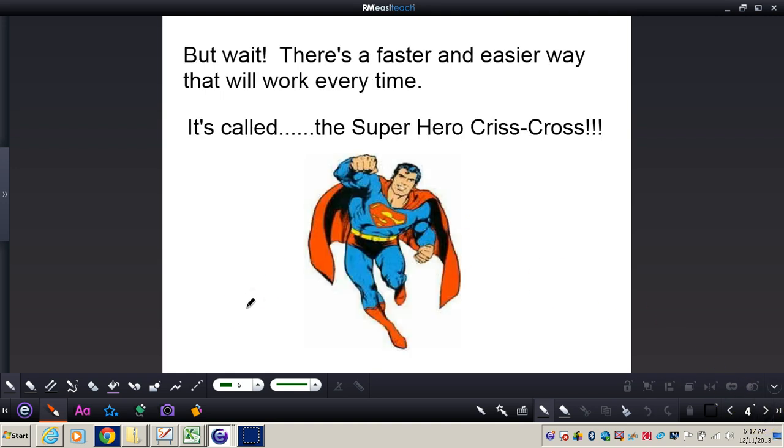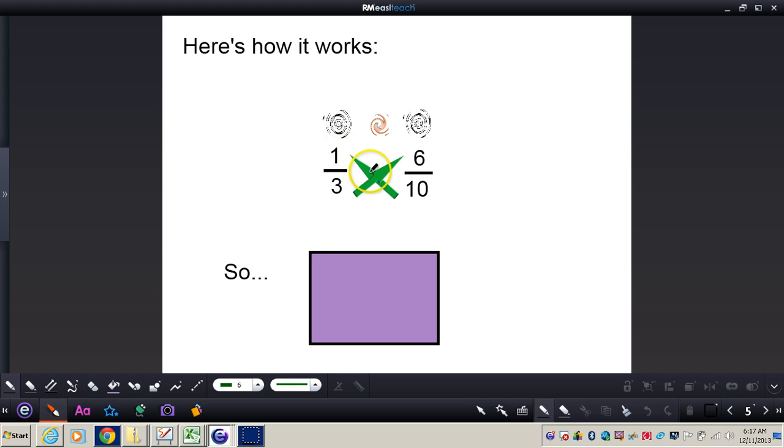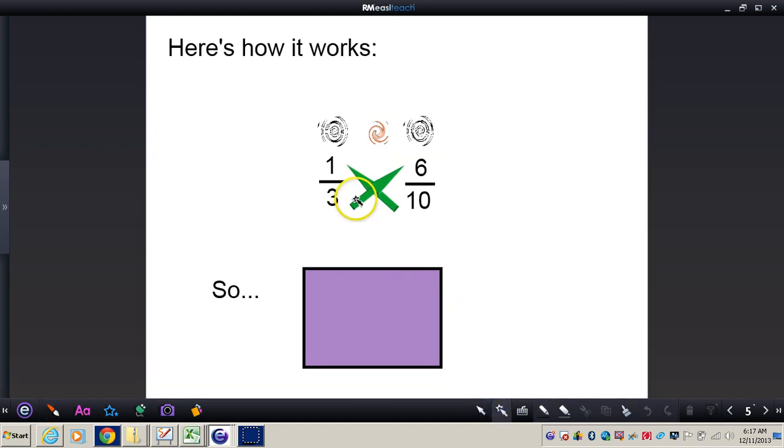Now there is one more way to compare fractions, and we're going to call it the superhero crisscross. What the superhero crisscross is, you multiply by the opposite number. So we would take our 1 and multiply that 1 by 10. We would take that 3 and multiply that 3 times 6, which is 18. So we would multiply everything here.